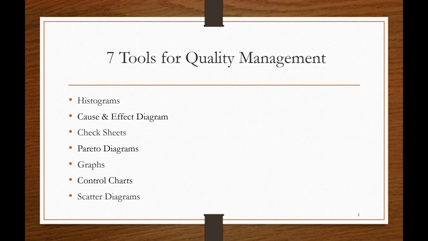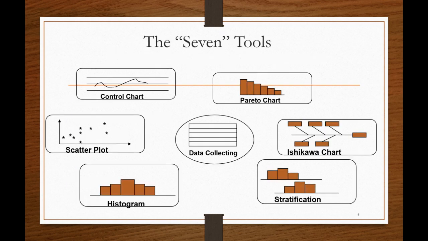Control chart, comparing current data to historical control limits, leading to conclusions about whether the process variation is consistent. And scatter diagram, which graphs pairs of numerical data, one variable on each axis, to look for a relationship. See here it is: control chart, Pareto chart, scatter plot, data collection, histogram, Ishikawa chart, and stratification. So all the previous ones were explained.